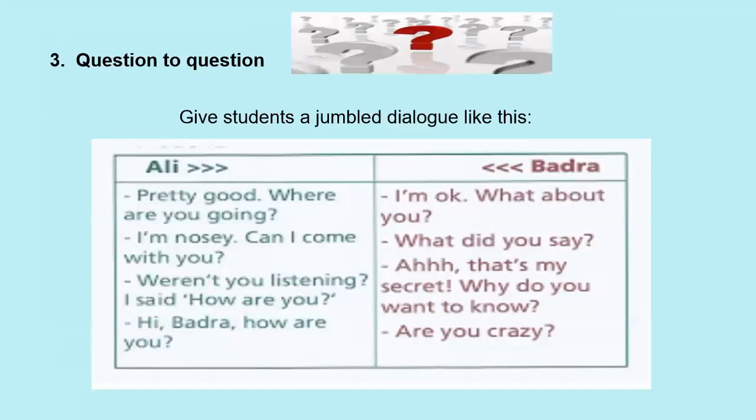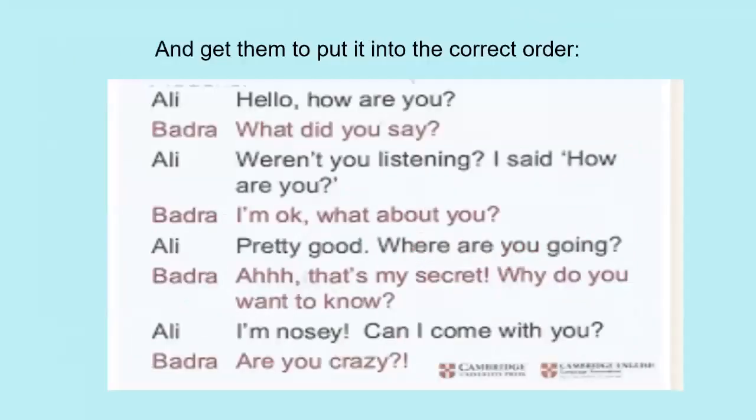So we have question to question. Give students a jumbled dialogue like this. Ali said: Pretty good. Where are you going? I'm okay. What about you? I'm nosy. Can I come with you? What did you say? Weren't you listening? That's my secret. Why do you want to know? Hi Badra, how are you? Are you crazy? This given dialogue is jumbled, and the students are going to put it in the correct order. This is how they are going to do it.